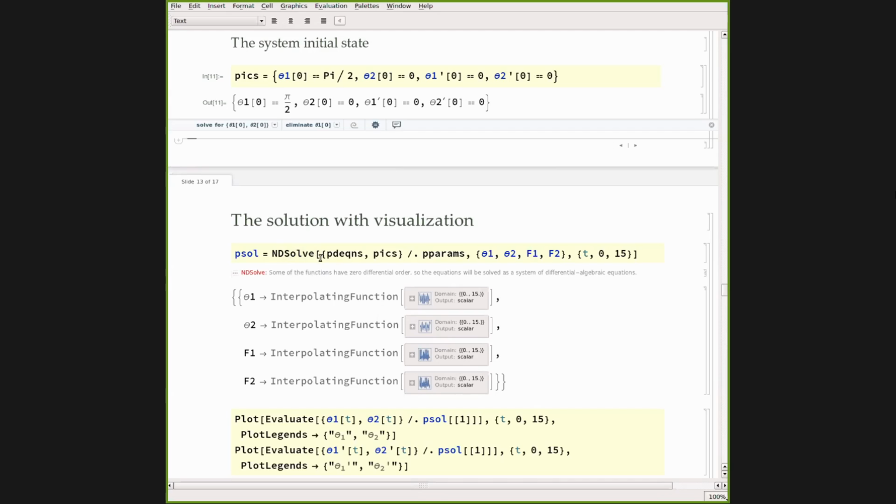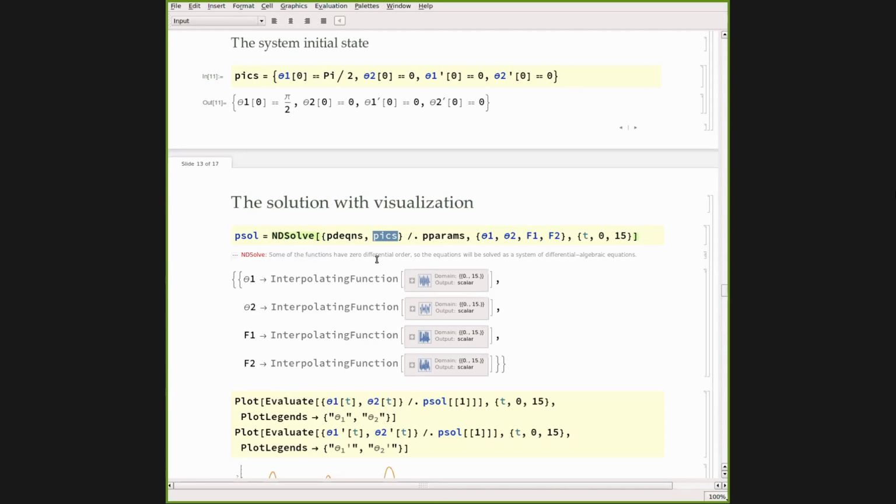So what I'm doing here, I'm putting together my equations, PD EQNS, my initial conditions, PEICS, and then into these two elements I substitute the parameters which I have on a list. I have to tell the NDSolve function what the dependent variables are. As was stated earlier, there are 4 of them, and the independent variable is time. I have to give a range in which it will change. For these values, in this given range, Mathematica will find the solution.